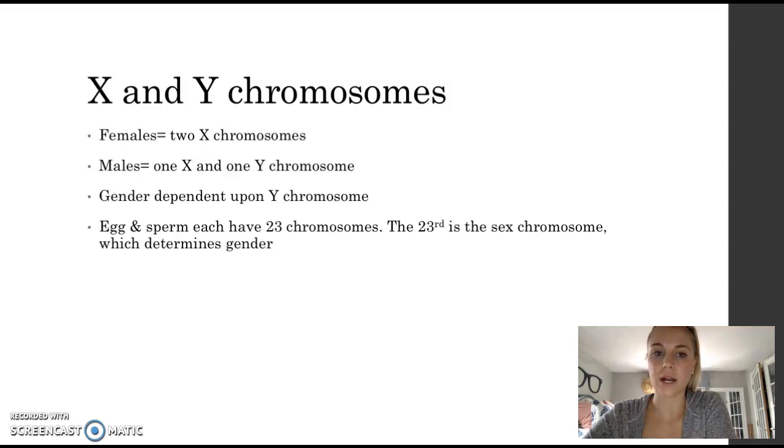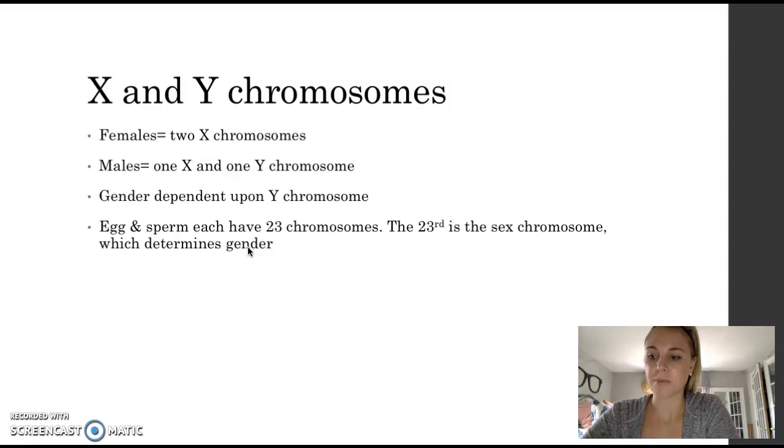They inherit one X chromosome from the mother and one from the father. And then the males have one X chromosome and one Y chromosome. They inherit that Y from the father and the X from the mother. And the presence or absence of the Y chromosome is basically what determines whether development of the embryo proceeds as a male or as a female.